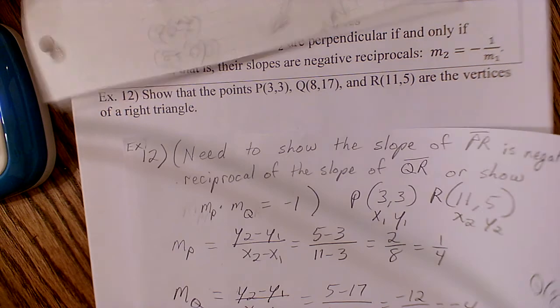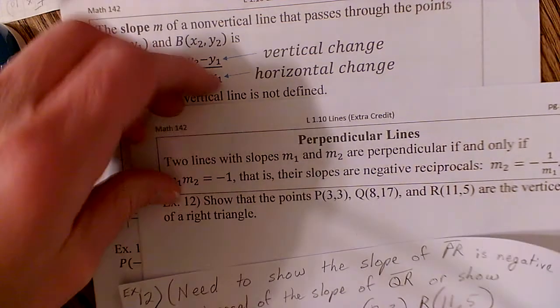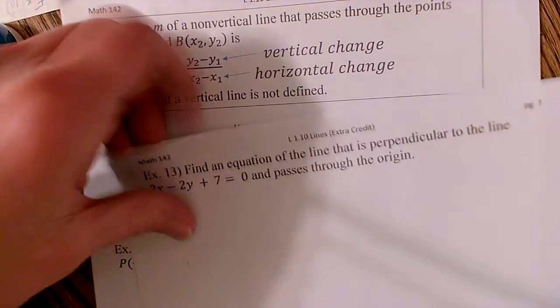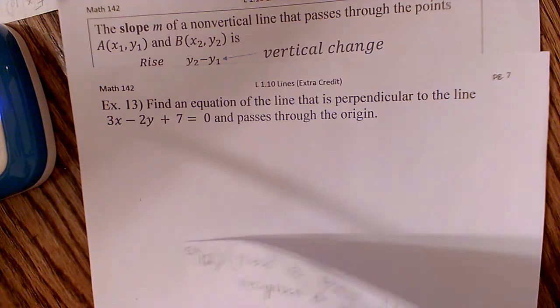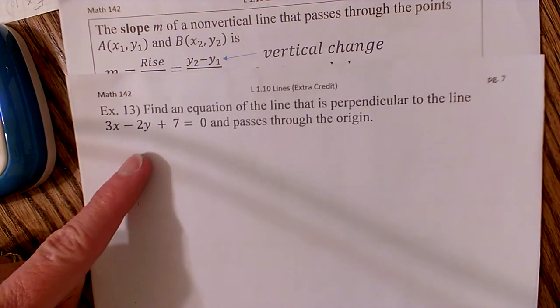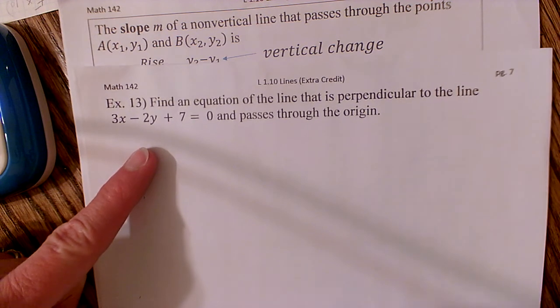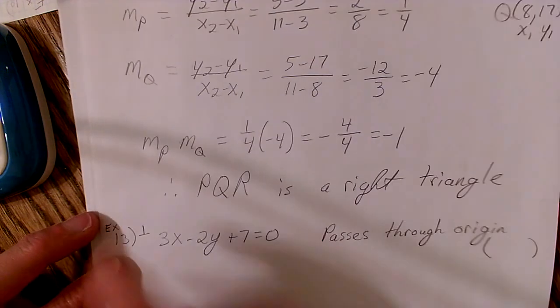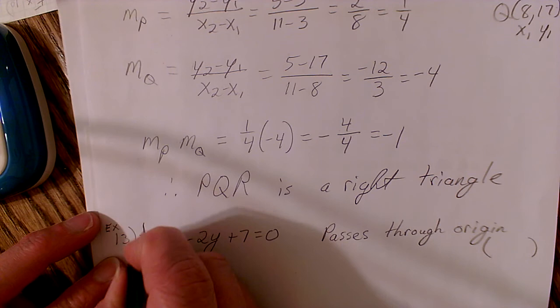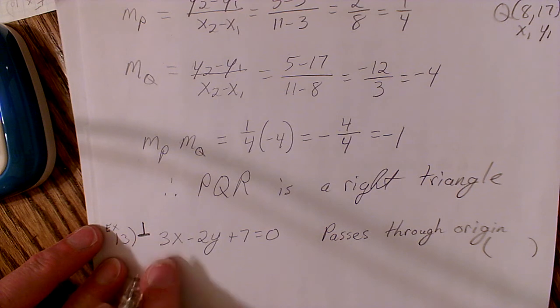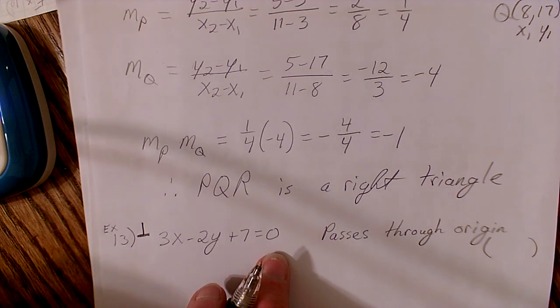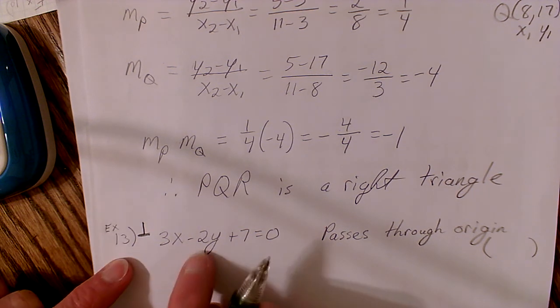On the last problem, we're going to find an equation of the line that is perpendicular to the line 3x minus 2y plus 7 equals 0 and passes through the origin. If it's perpendicular, and here's the symbol for perpendicular, you're showing a horizontal line with a vertical line coming down through it. If two lines are perpendicular, then remember their slopes are negative reciprocals. So we need to find the slope of this one.